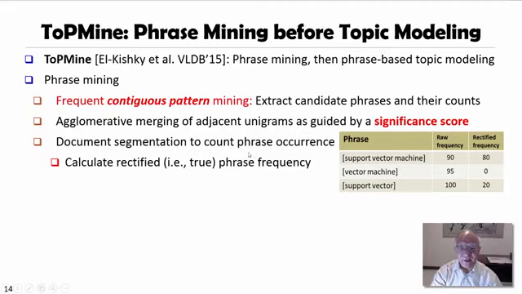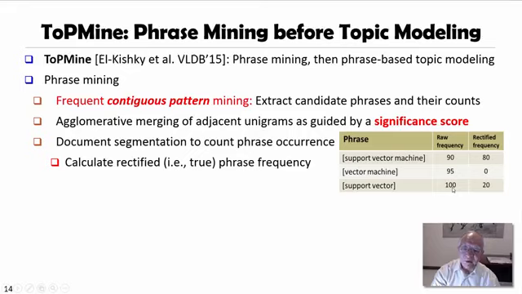Then we can do document segmentation. That means we go back to the documents, based on the raw frequency, to see which one counts, and we get a rectified true frequency. Just to give you a simple example, suppose we have support vector machine as a phrase. It occurs 90 times. Then vector machine as a phrase occurs 95 times. Support vector occurs even 100 times.